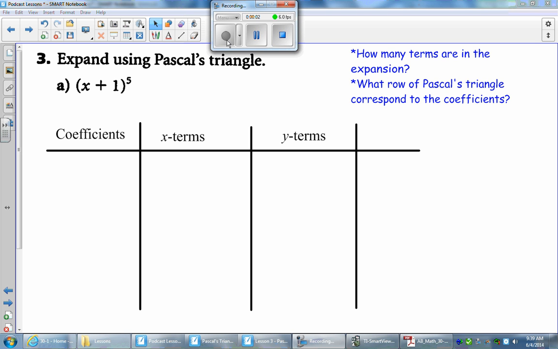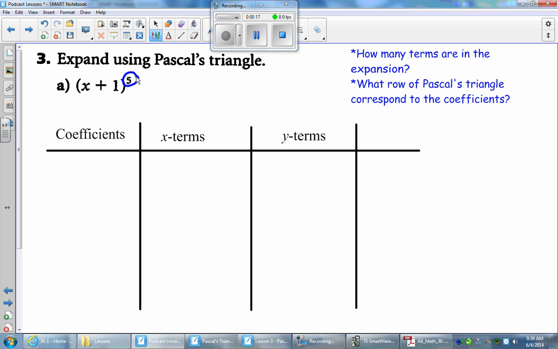All right, so using the binomial theorem and Pascal's triangle, I'm going to show you how to do a binomial expansion of a high degree. So the first type of binomial I want to look at here is very basic, x plus 1. I want to raise it to a power of 5.